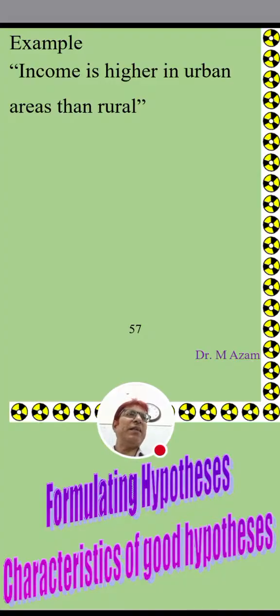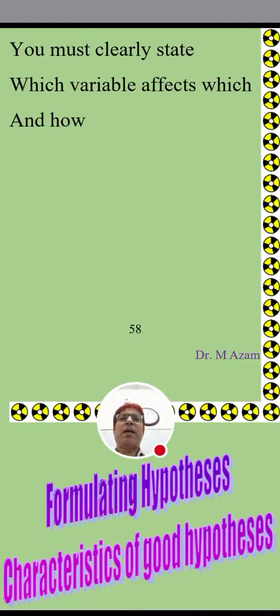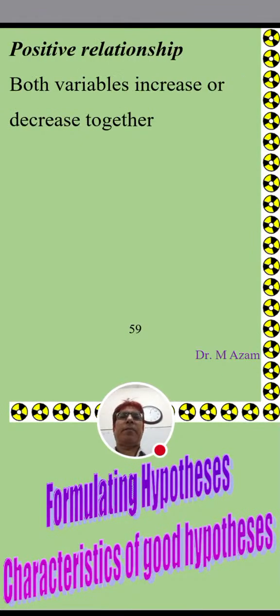Income depends on the geography. So geography is determining the income. Geography, locality, is the independent variable and income is dependent, dependent on the locality. So that is the direction. You must clearly state which variable affects which and how.